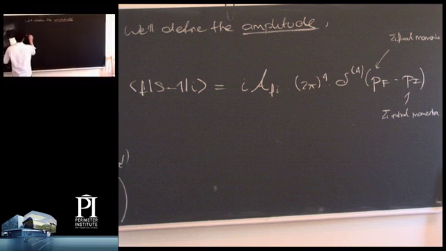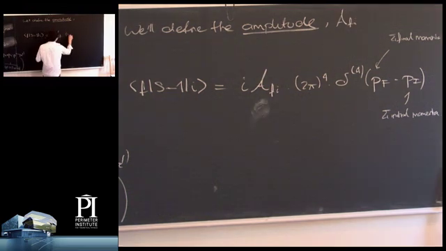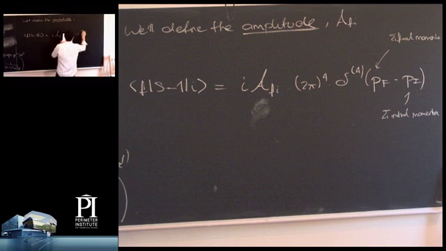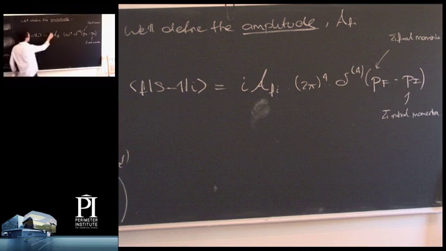So in general, some initial state going to some final state is always going to have a 2 pi to the 4 times some delta function, where this is the sum of the final momenta and this is the sum of the initial momenta. And it's this thing here that we're going to call the amplitude.